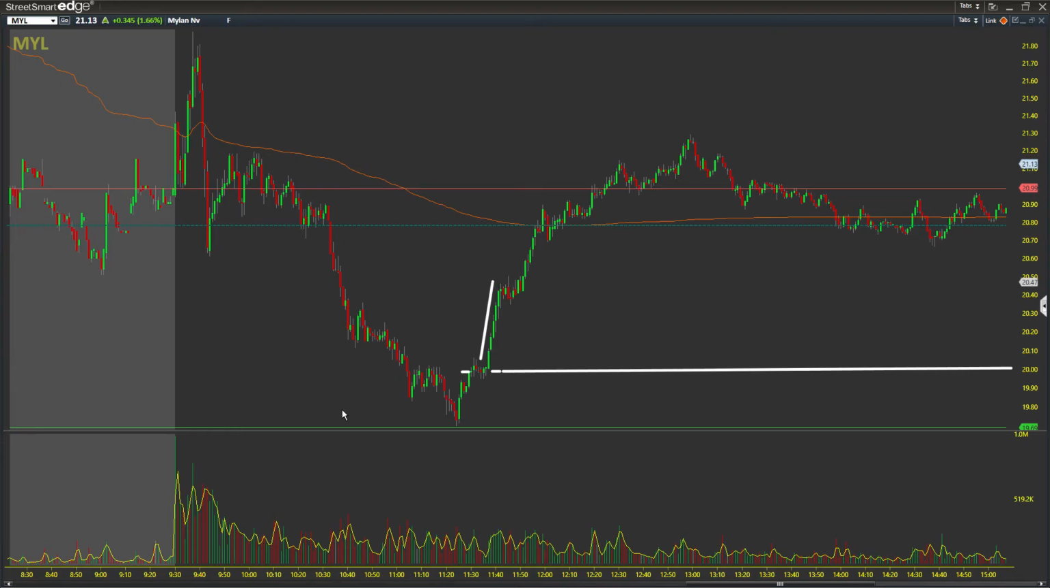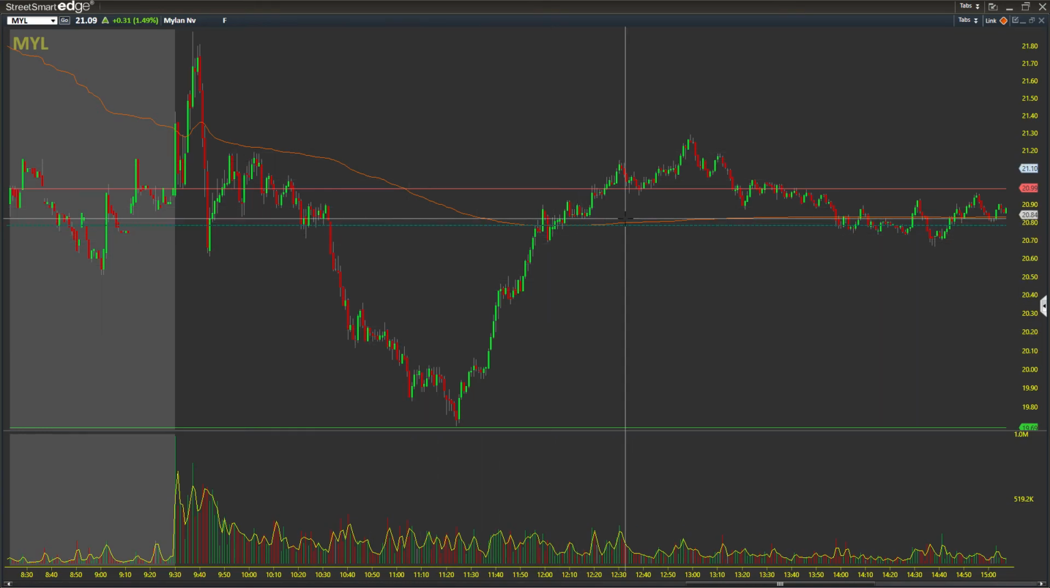And then from that $20 it runs up to $20.50, consolidated, and then ran all the way up to $21, and then grinded all the way up to $21.50. Nice move on MYL yesterday. Which reminds me, I got to take a picture of this chart and save it.